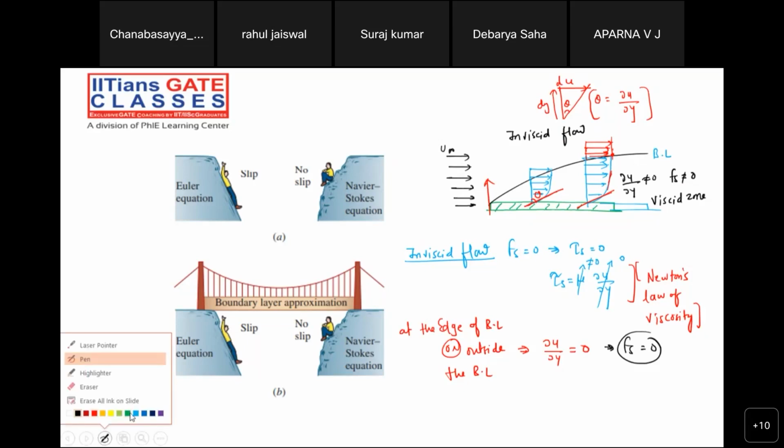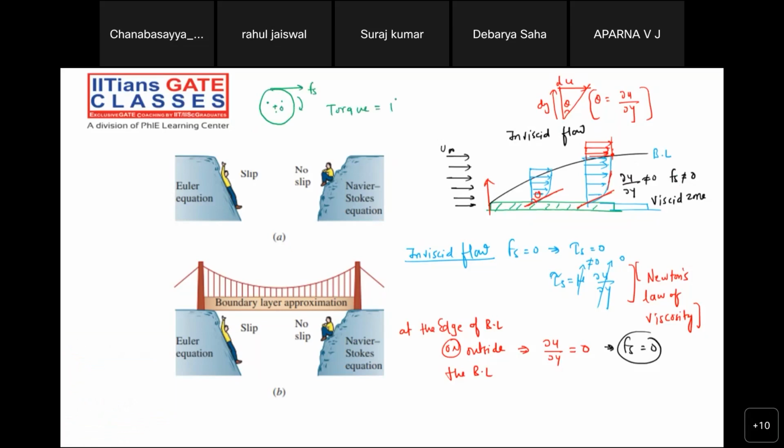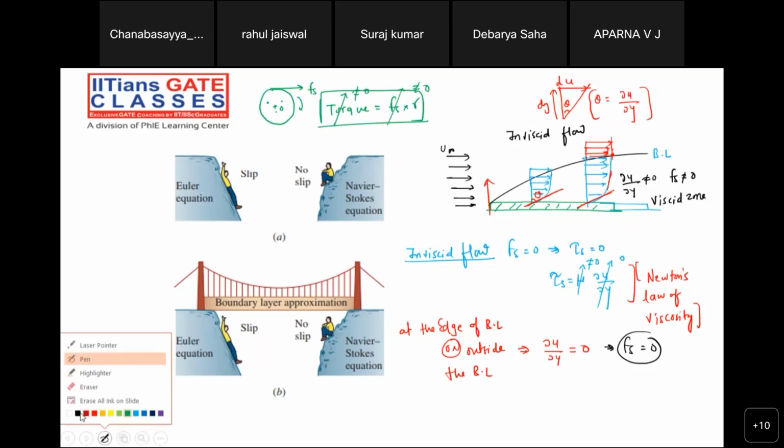Tell me guys. See, if the shear force is not equal to zero, and you take a fluid element, this fluid element is rotating. Suppose that. Who will be able to rotate the fluid element? There has to be some shear force, right? And if I take the torque about point O, what is the torque value? Fs into R. The moment Fs is not equal to zero, the torque will also be not equal to zero. Am I right? Yes or no, guys?